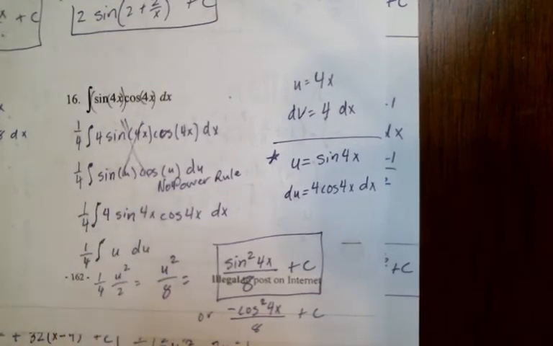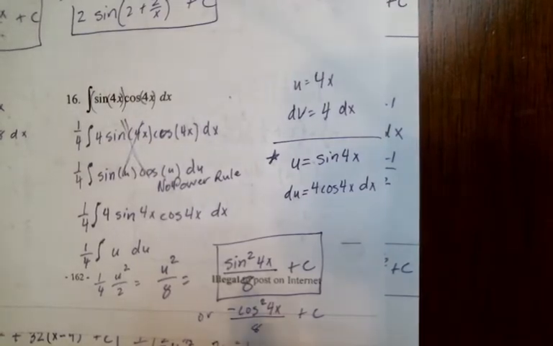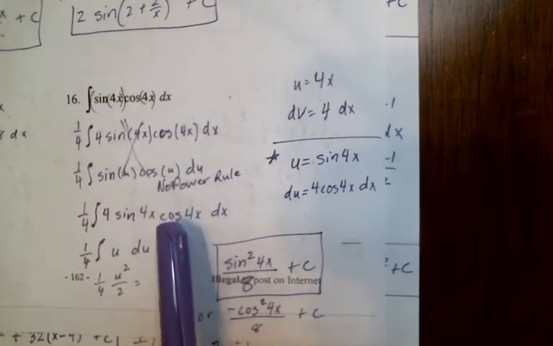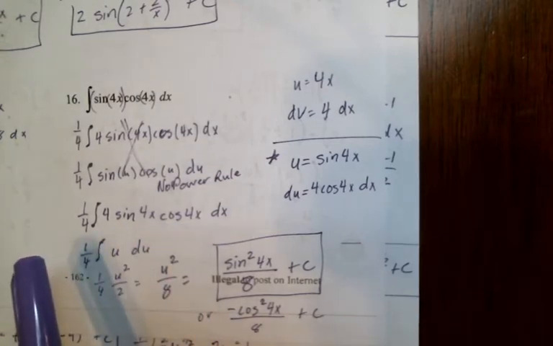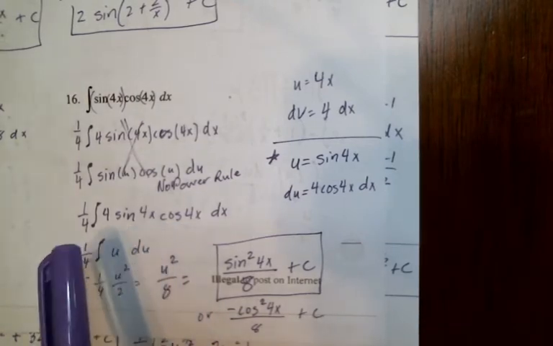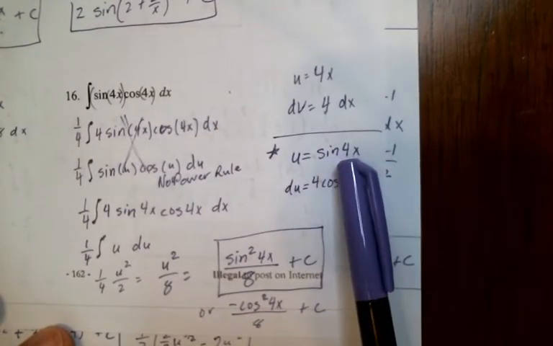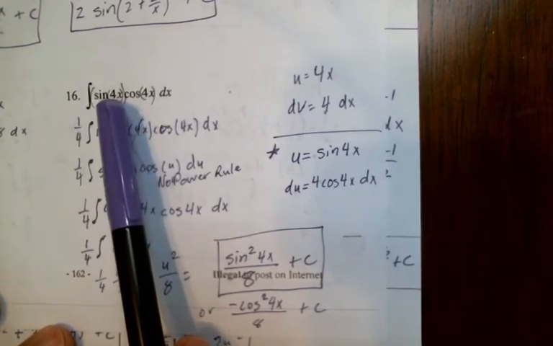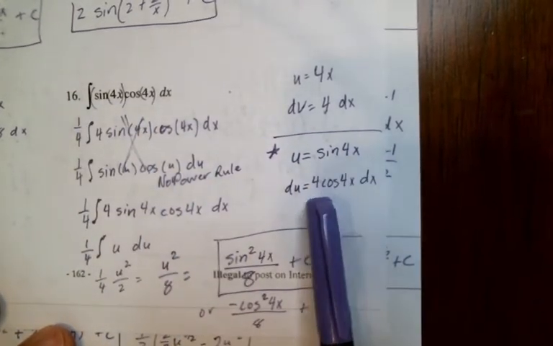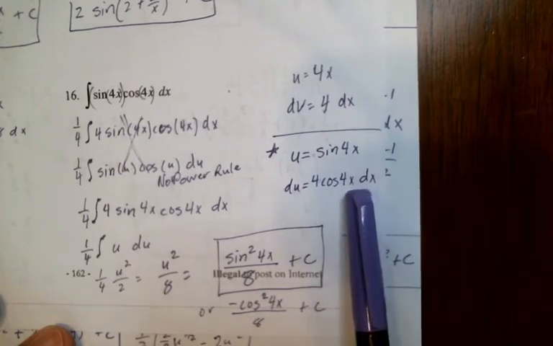So that kind of triggered me to say, okay, I've got to change what my u is going to be. And keep in mind, I need to eliminate something. Well, I know that cosine is the derivative of sine, and there's a cosine, so that's when I just made sine of 4x my u. So when I did that, I took the derivative. I got 4 of cosine of 4x.